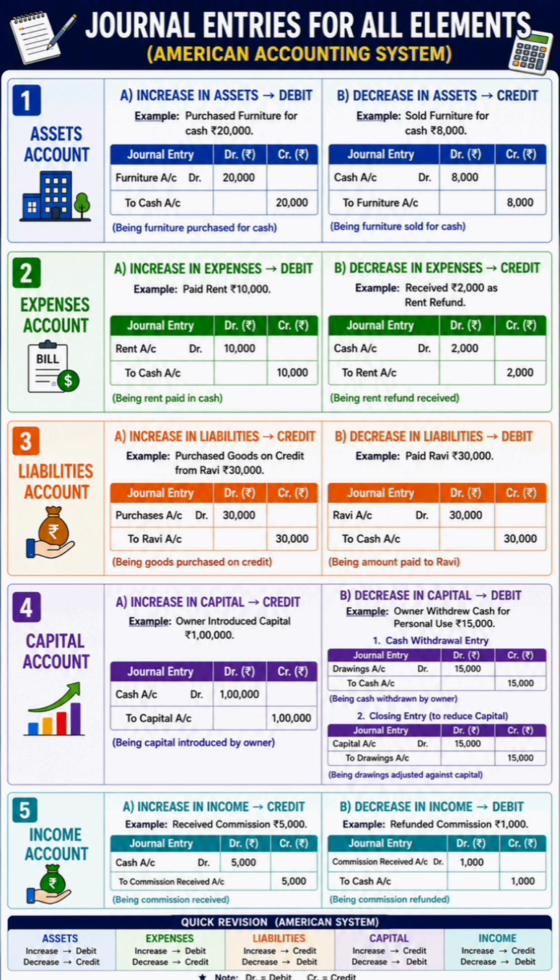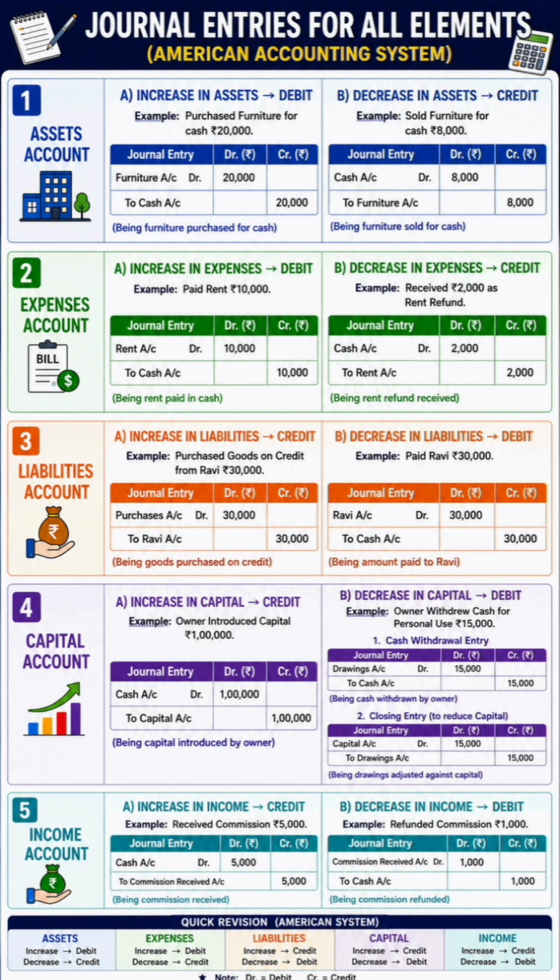For decrease in asset, you sold a furniture. Now, whenever you are selling furniture, that reduces the number of furnitures, right? So, decreasing. And you sold it for cash. You are receiving the cash. So, cash account should be debited, cash will be increased, so cash account debited and furniture account credited.